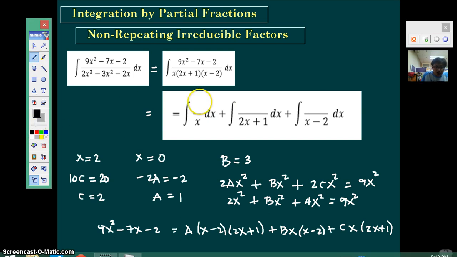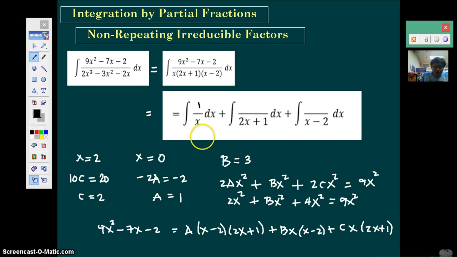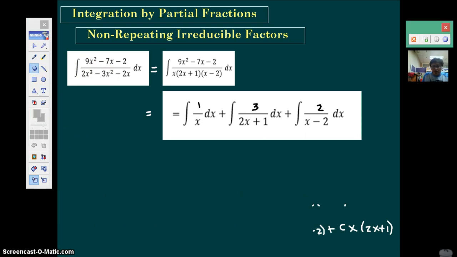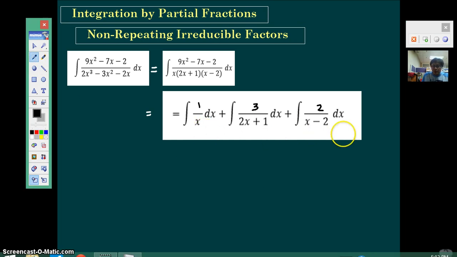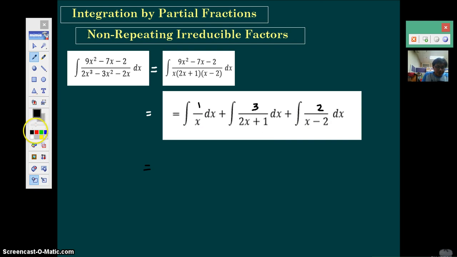So we know that a is 1, b is 3, and c is 2. So your given integral at the start, which is a complicated fraction, is now this sum of simpler integrals, and it's now easy to integrate.